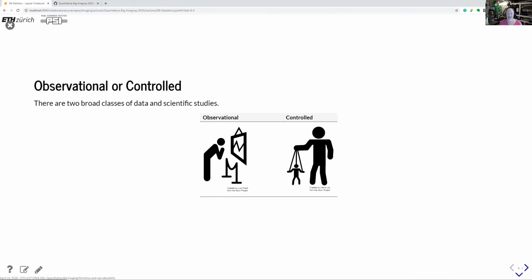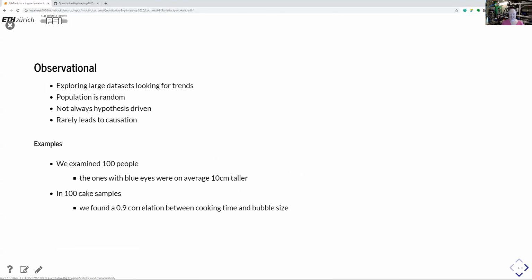For that, we have two different types of experiments. We have the observational experiment, where you just look at what's happening. And then you have the control experiment, where you prepare samples in a certain way. In more detail, in the observational case we explore large data sets, looking for trends. We just look at the world and see how wonderful it is, and then we see if there is a trend in why it's wonderful. The population is mostly random, but it can also be selected, but then you're going towards the control experiment already. It's not always hypothesis driven, and it's difficult to see any causation in that. Possibly, again, if you ask your questions in the right way, you can see it, but then we are possibly going into dangerous conclusions.